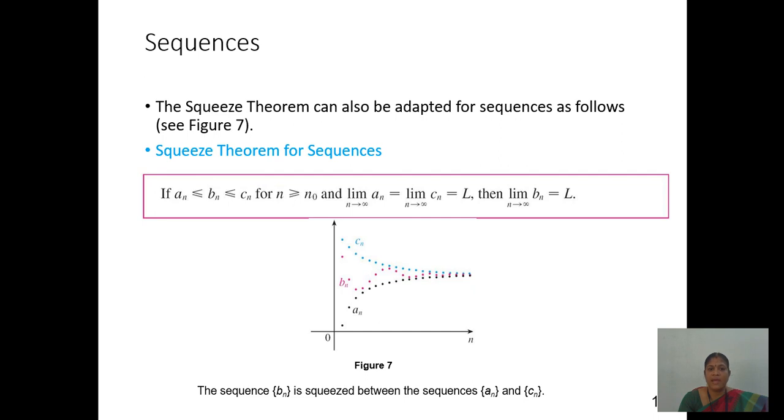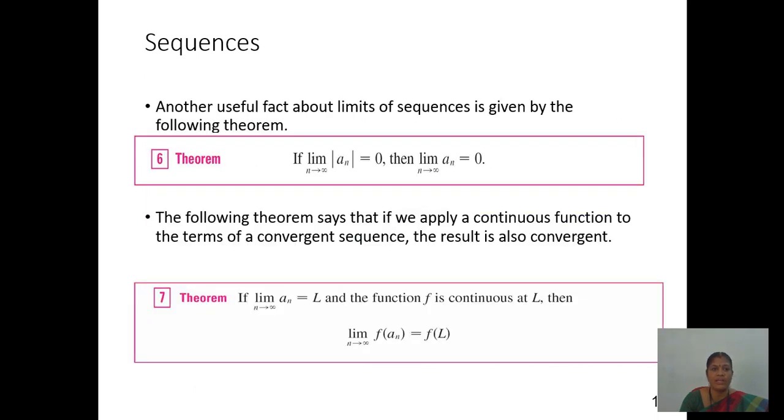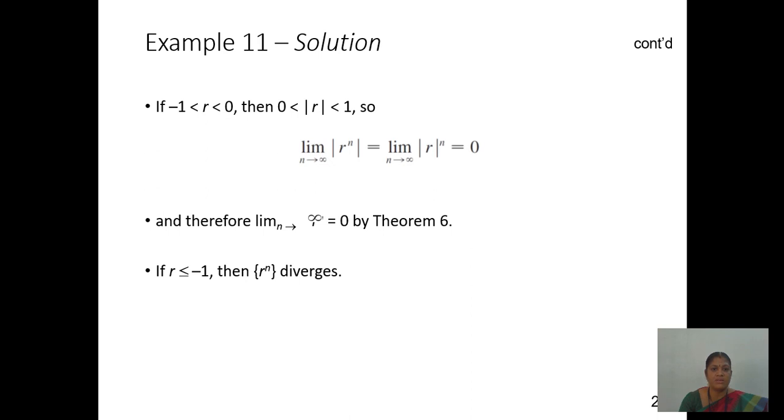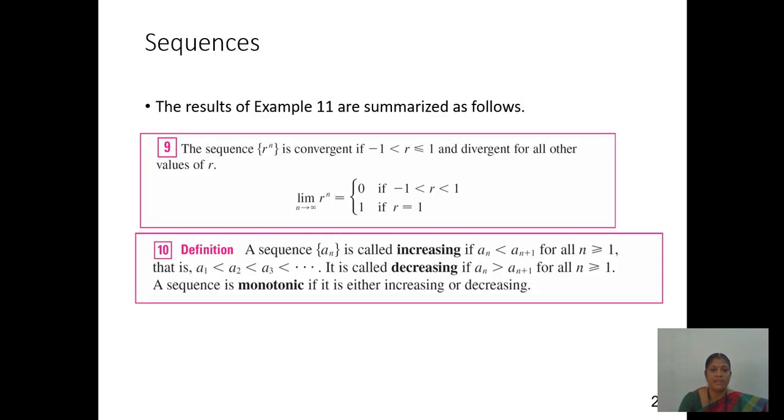The squeeze theorem can be adapted for sequences as follows. If an is less than or equal to bn, which is less than or equal to cn, and the limit of an equals the limit of cn equals L, then the limit of bn equals L. Next, if the limit as n tends to infinity of the modulus of an equals 0, then the limit of an equals 0. If an tends to L and the function f is continuous at L, then f of an tends to f of L. Some examples, some solutions, some graphs.